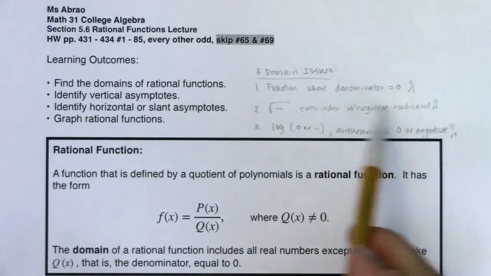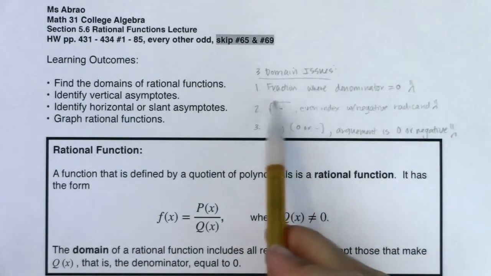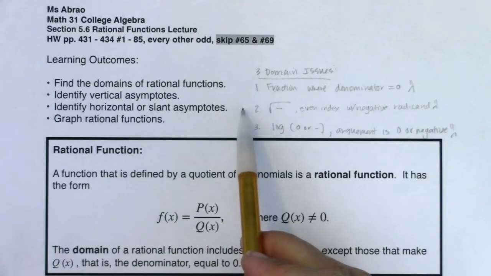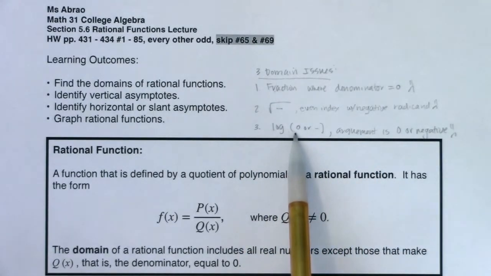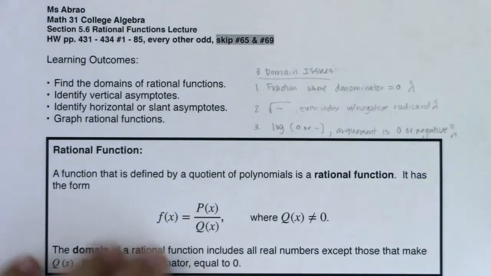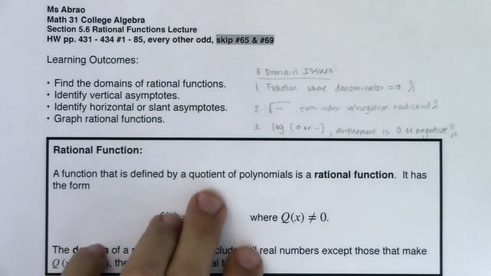We don't touch on this too much. We talked about it a little bit, not so much with graphing functions, but with evaluating radicals, and we will unpack this later in chapter 6. So this is coming. All right, so a function that is defined by a quotient, right?